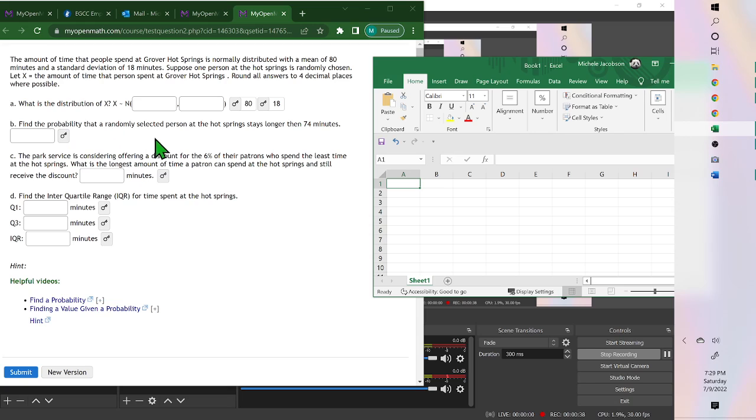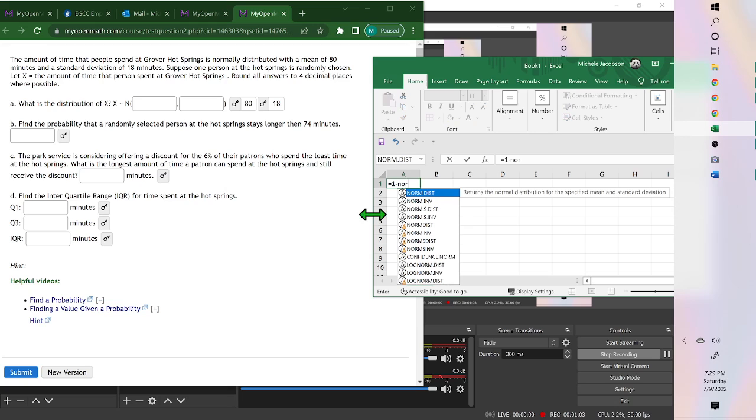Find the probability that a randomly selected person at the hot spring stays longer than 74 minutes. Now, if we do the inverse norm and we use 74, it's going to tell us the percent below. So we need to take it and subtract it from 1. You can either do it in the formula, so we could put equals 1 minus and then do the norm distribution, or you can find the normal distribution and then subtract it from 1. So I put 1 minus the normal distribution.